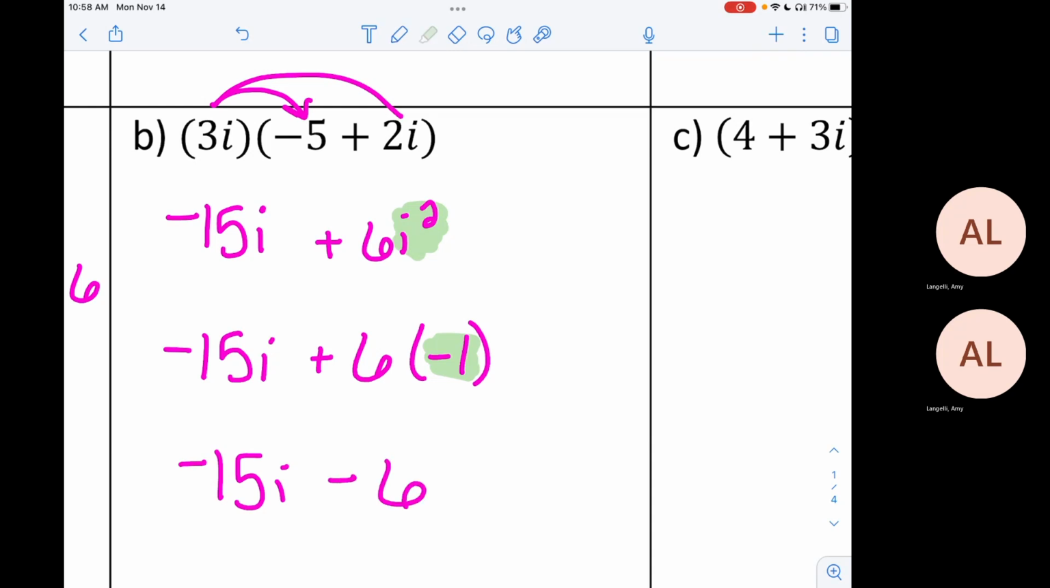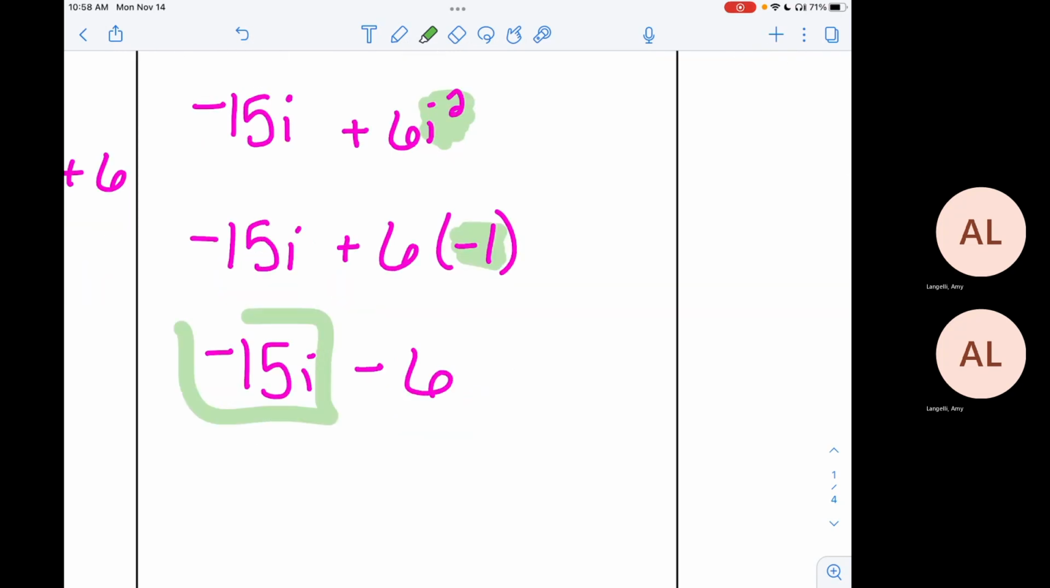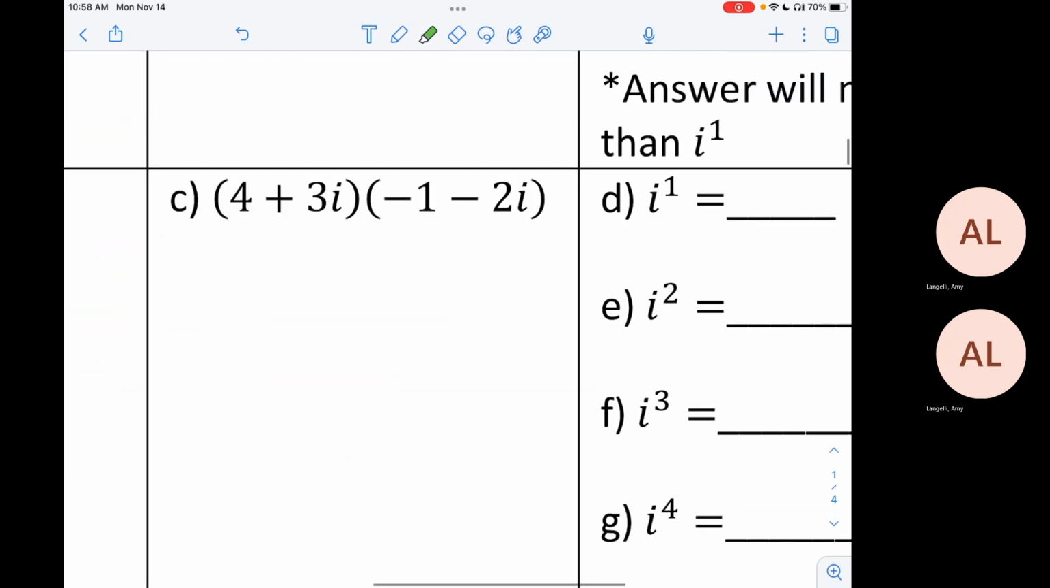This is called a complex number because it's made up of an imaginary part and a real part. That's what makes something a complex number. It has an imaginary part and it has a real part, and you can't put those two things together. Final answer is there. Remember, i squared is -1.